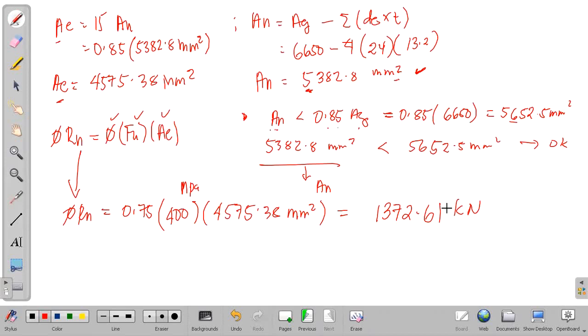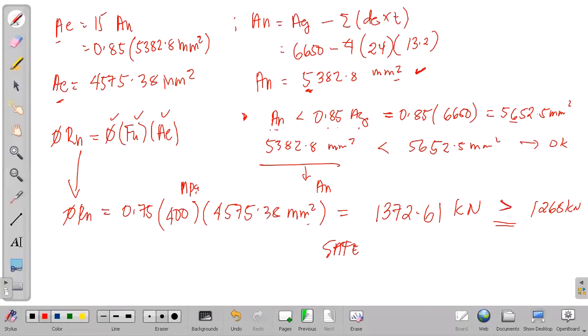Okay? So 1,372,614, that is in Newton. Since MPa tayo dito, tas mm tayo dito, Newton ang lalabas. So 1372.61 kilonewton. Is it greater than or less than yung PU natin, which is, ano yung PU natin? 1268. Greater than? So, mas malaki yung design natin kaysa doon sa ating PU. So, our section is safe. So, safe yung section natin.